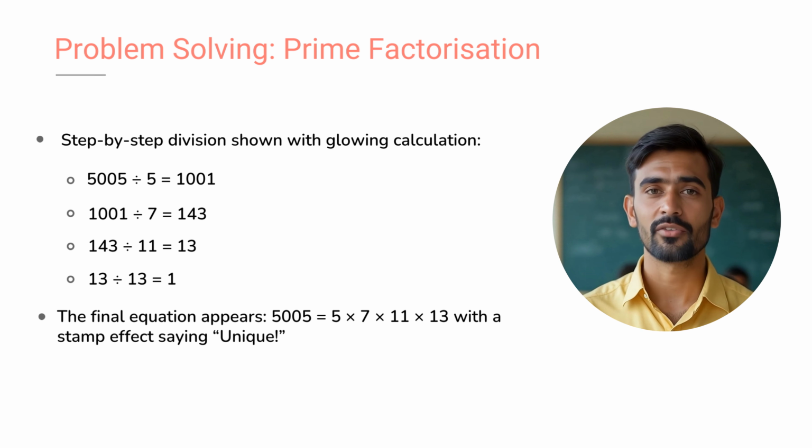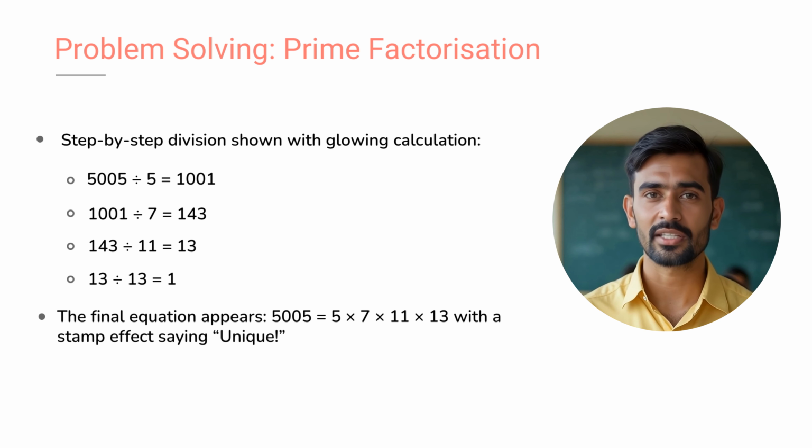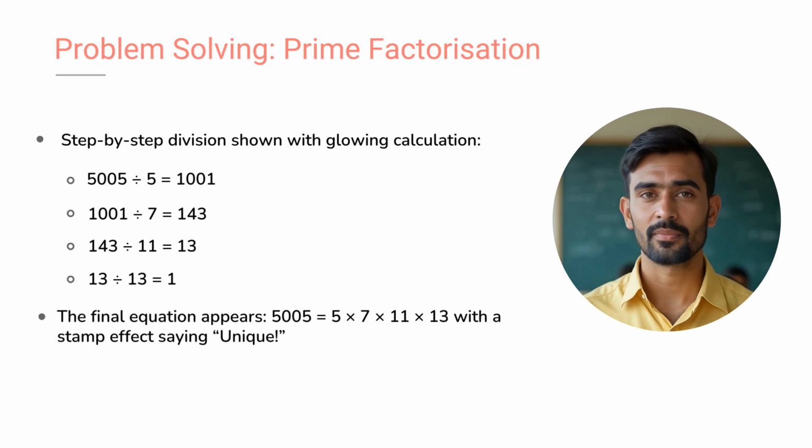Step 3. Next, 143 divided by 11 equals 13. Step 4. And finally, 13 divided by 13 equals 1. We are done. So, the prime factorization of 5005 is 5 multiplied by 7 multiplied by 11 multiplied by 13. A unique combination of primes, just as the fundamental theorem promises.